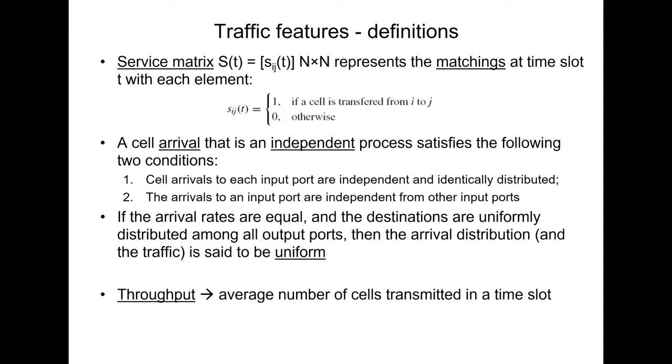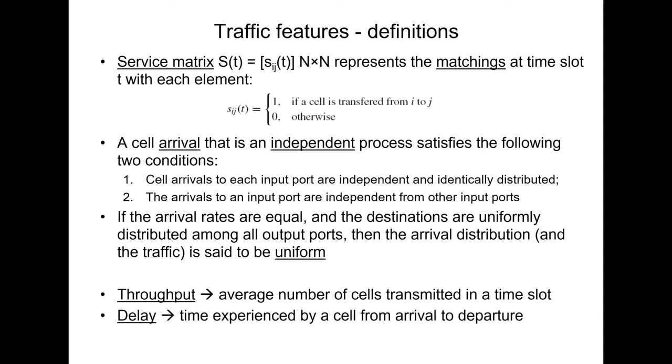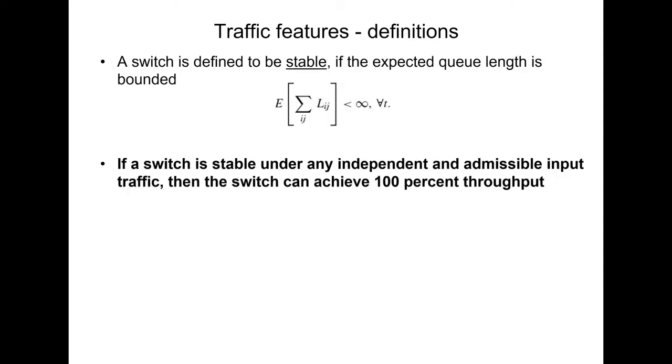What is the throughput? It is the average number of cells that you can transfer in a time slot, considering that you have an n by n switch. So in theory, you should be able to transfer n cells. In that case, you have a throughput equal to 1. Otherwise, if you're not able to transfer all the n cells, some of the output ports will remain idle, and this decreases the throughput. Another important parameter is the delay, which is the average time experienced by a cell from its arrival to the switch to its departure.